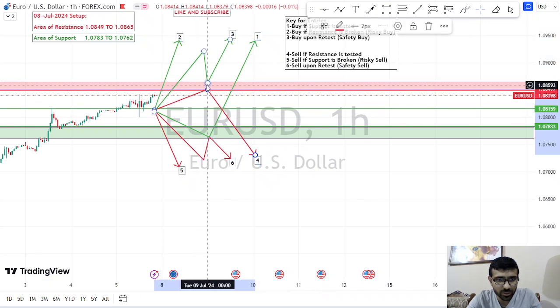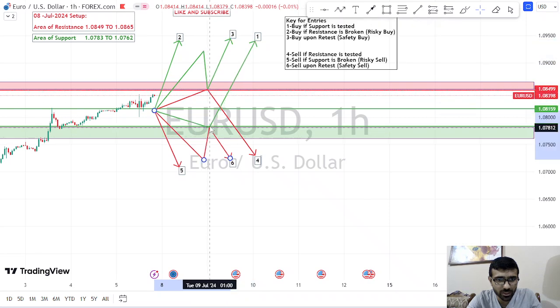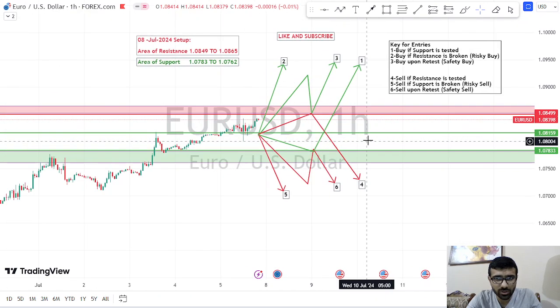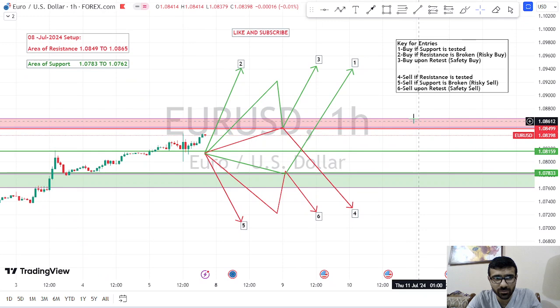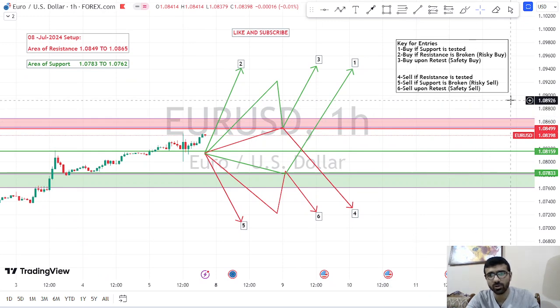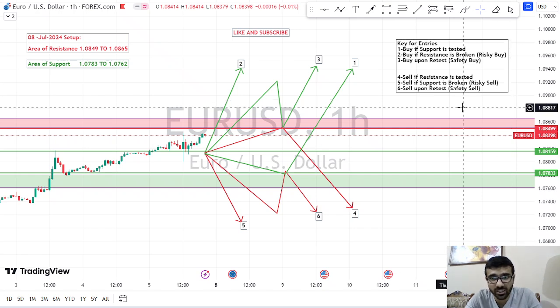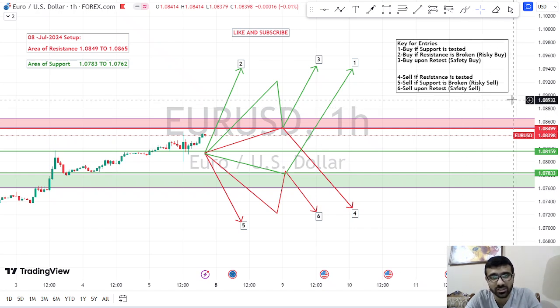So let me pull this area a little bit down and this area a little bit up. Okay, so that's all for Euro versus USD, and I hope that you guys will be following our key for entries method, and you will be making some good profits. Only risk a maximum of 2% of your total equity, and never risk more than that. My preference is to only risk 1% of the total equity in every trade.